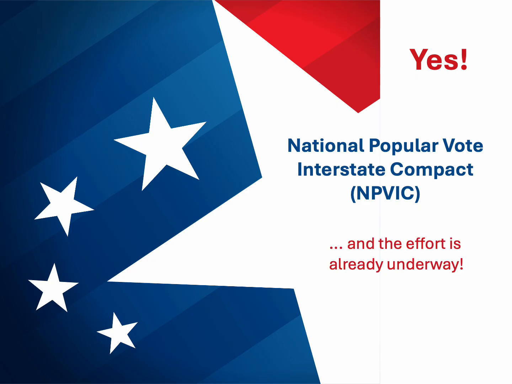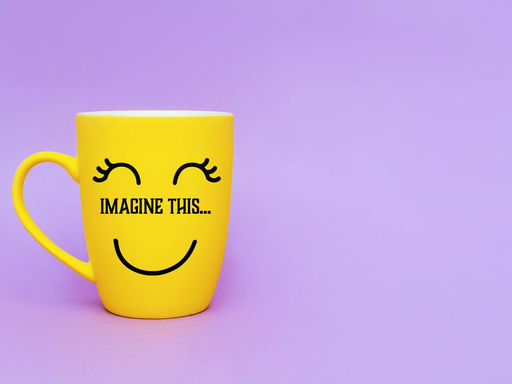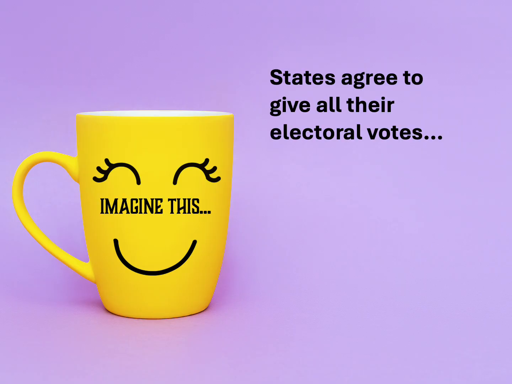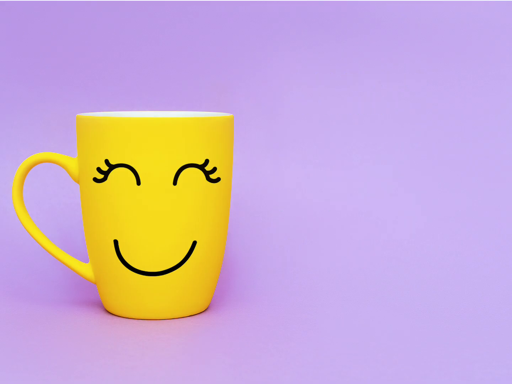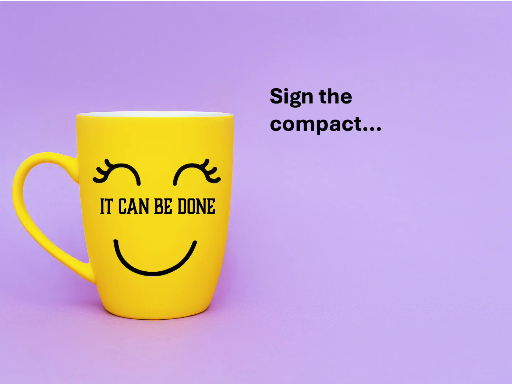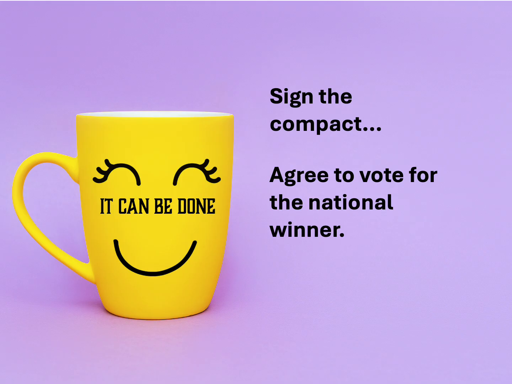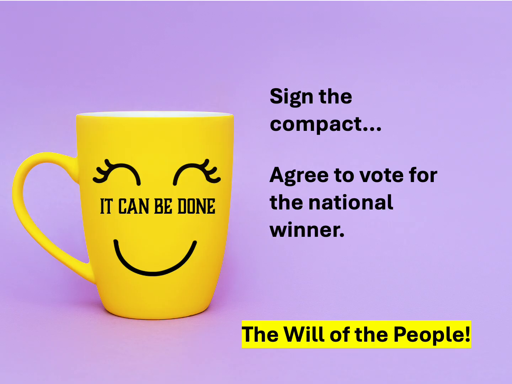And guess what? The effort has been underway for several years. This isn't new. 18 states have already signed on to this interstate compact. So just imagine this. States agree to give all their electoral votes to the candidate who wins the most popular votes nationally. Imagine. It can be done. All they have to do is sign the interstate compact and agree to vote for the national winner, not their own state winner. It would be the will of the people.